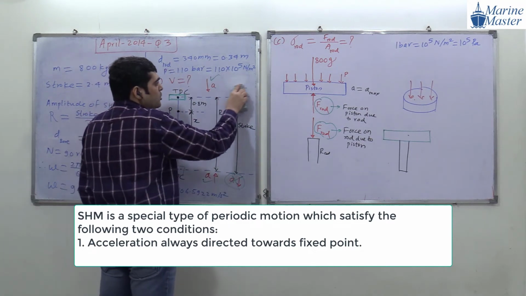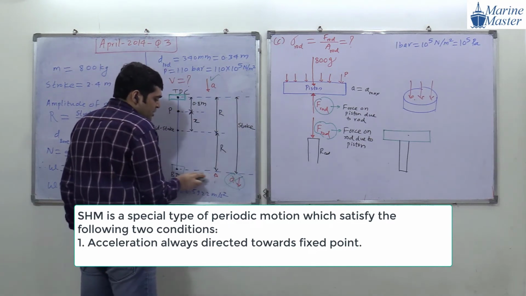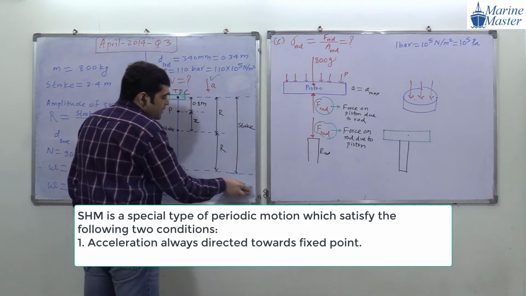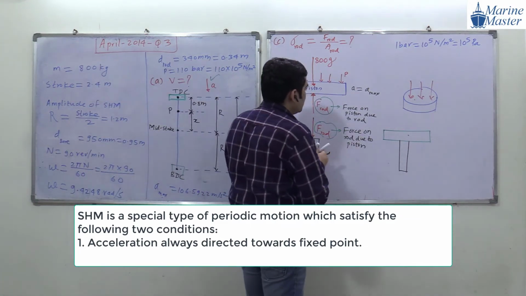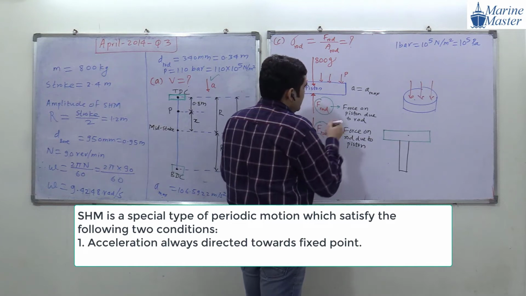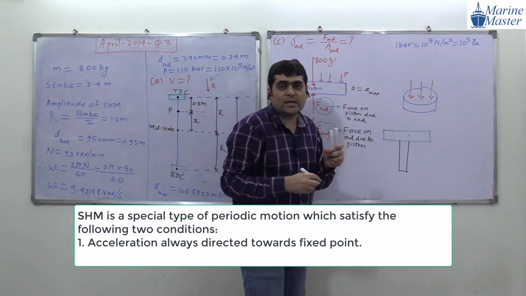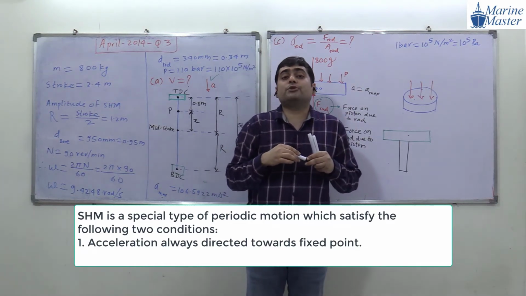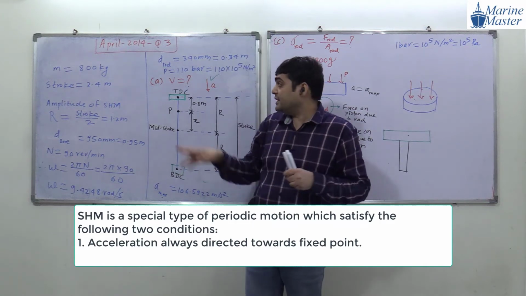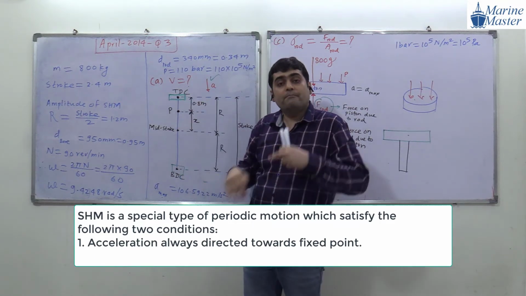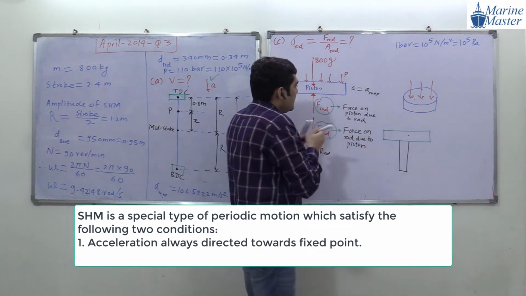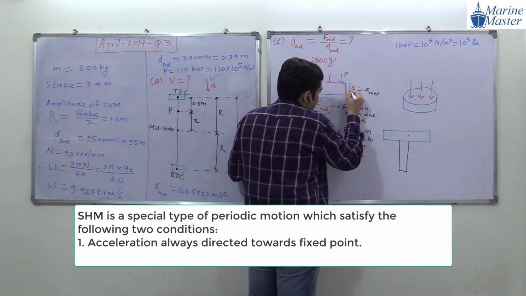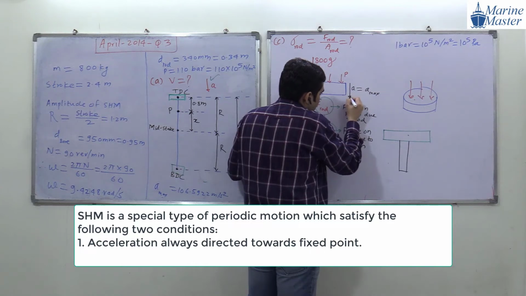So here, according to this point, what will be the direction of acceleration when the piston is at BDC? Sorry, when the piston is at TDC, what is the direction of acceleration? It is towards the fixed point, and with respect to the piston at TDC, the fixed point is below, mid stroke is below. So our acceleration is downward. Guys, are you getting my point?